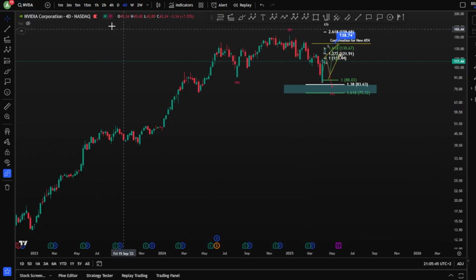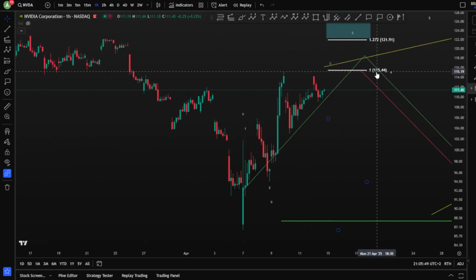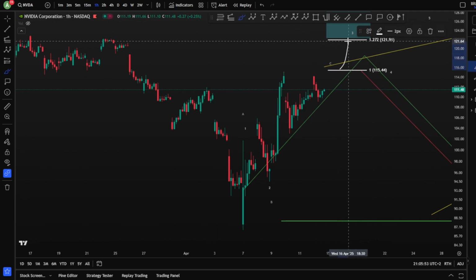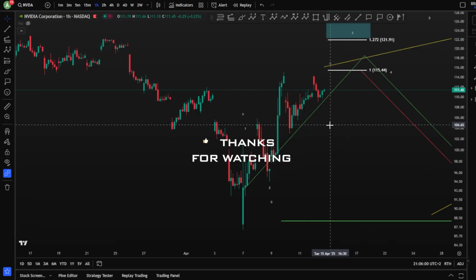However, we're going to see, guys, these are the possibilities. Now, the higher possibility is to take the 1-to-1 fib level, and then we see after it, are we moving higher? Are we moving lower? Then we decide which scenario is taking the lead. That was it for NVIDIA.